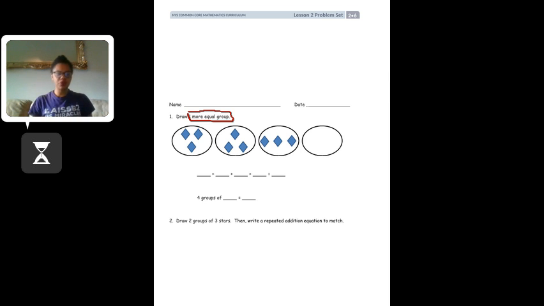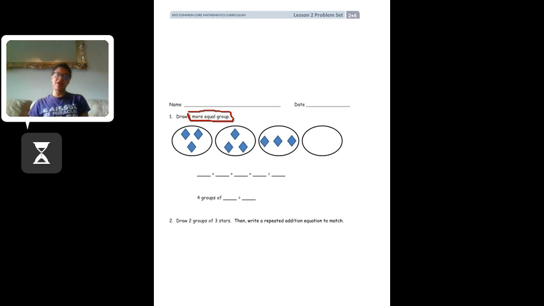But I do know, if I look at before, I noticed that there's a pattern. There's 1, 2, 3 diamonds in the first one, 3 diamonds in the second group, and then 1, 2, 3 diamonds in the third group. So I can only assume that if I'm going to be making equal groups, like the problem told me, that I'm going to put 3 diamonds in my last group. So let me make 3 diamonds to go in my fourth group. So now that I drew my circles, my equal groups, there's 3 diamonds in each group.